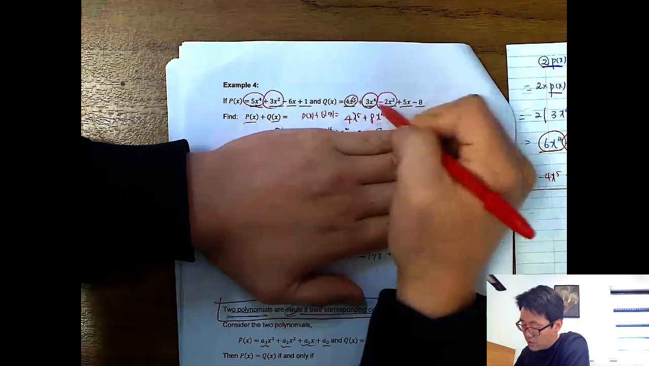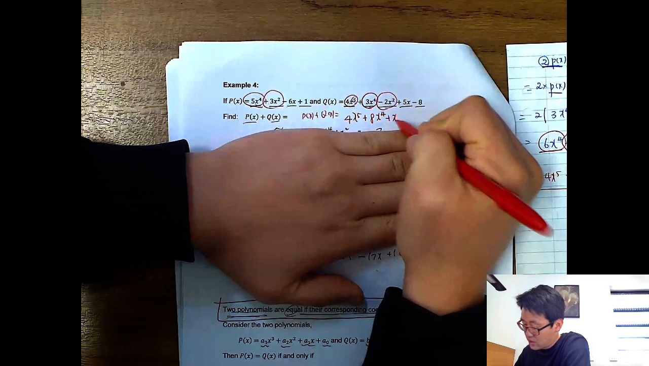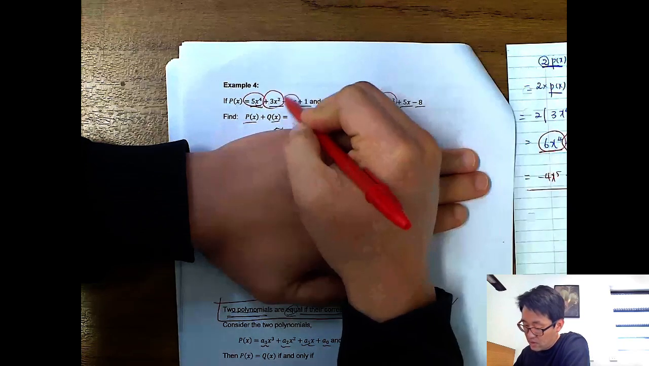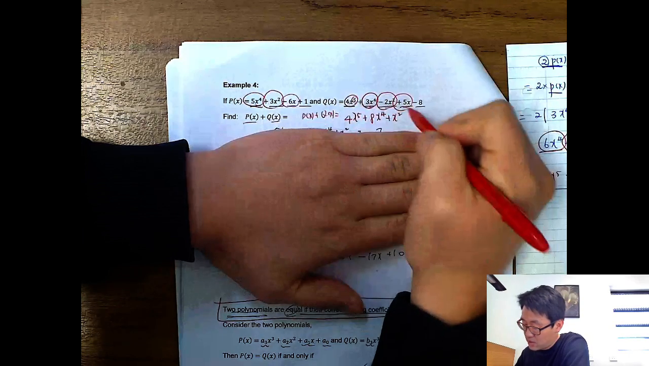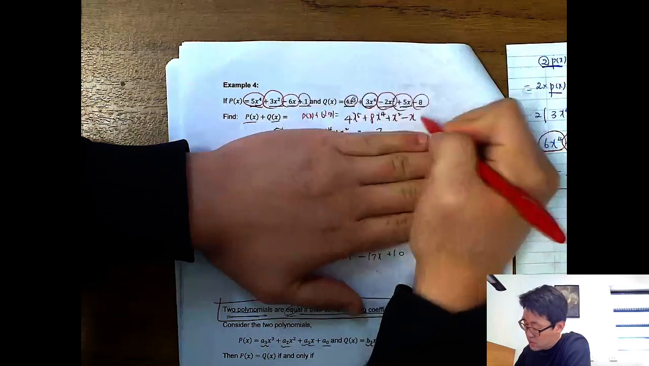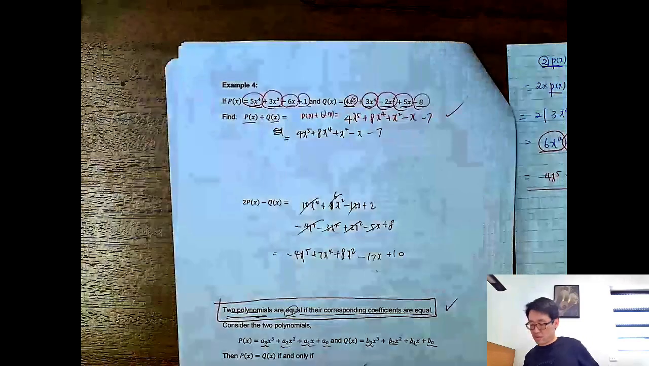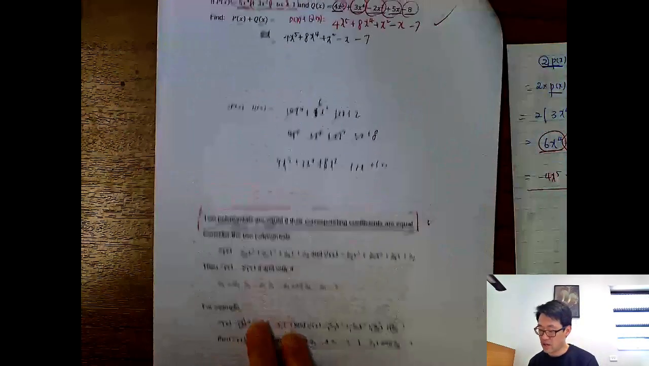Yeah. 3 minus 2, 1 plus x squared minus 6, 5. You just compare the same thing like that. Minus 6 plus 1 minus x, minus 7. Good. So you just collect like terms.